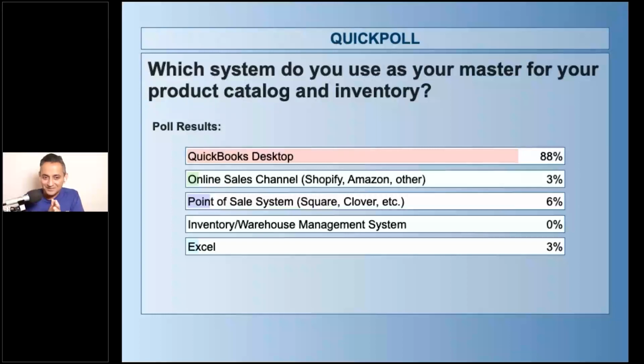As I had hoped and suspected, almost 90% of the audience here is using QuickBooks as their master system of inventory. A few of you are using your point of sale system, and a couple of folks look to be still on Excel, but most of you have moved to having QuickBooks as your master catalog, and a couple of people also are using their online sales channel.